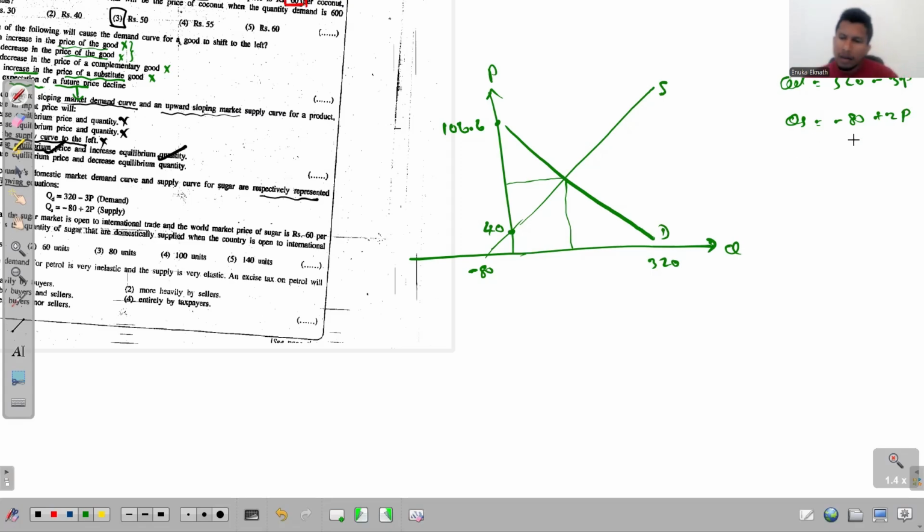Yeah. So based on this demand and supply, we get the equilibrium price to be 80, and then 80 into 2, 160. Yeah, we get equilibrium price and the equilibrium quantity both to be 80.